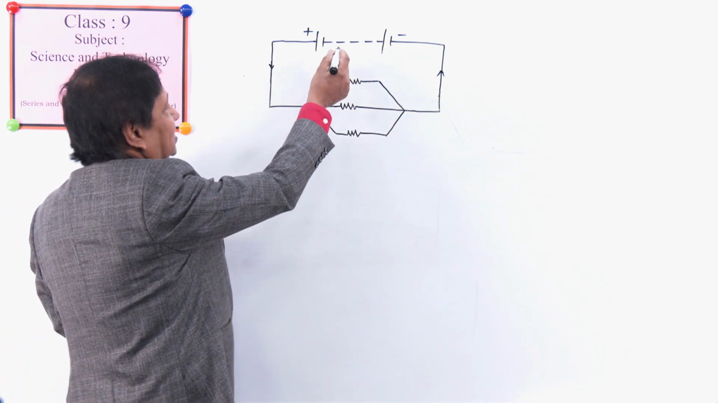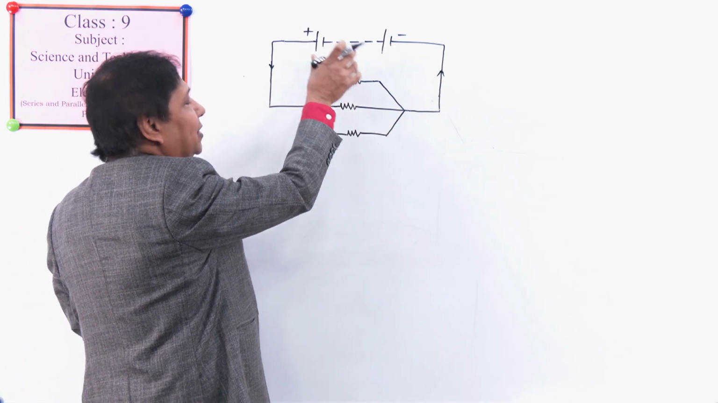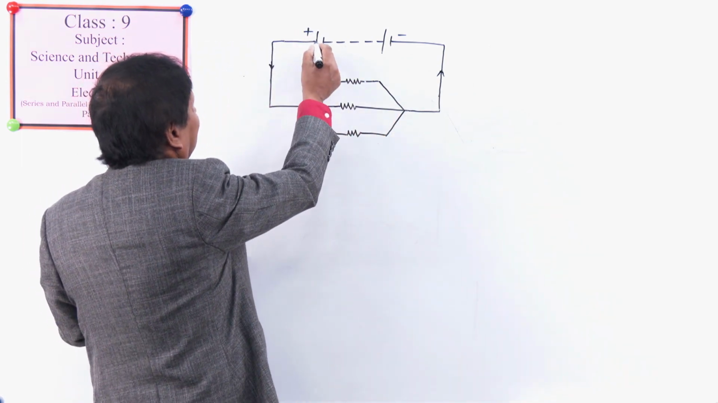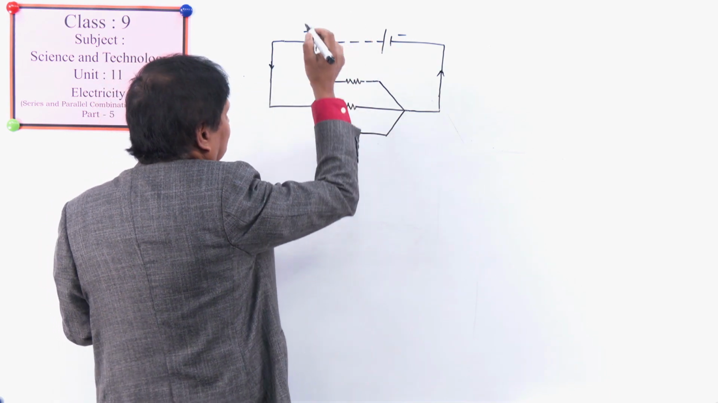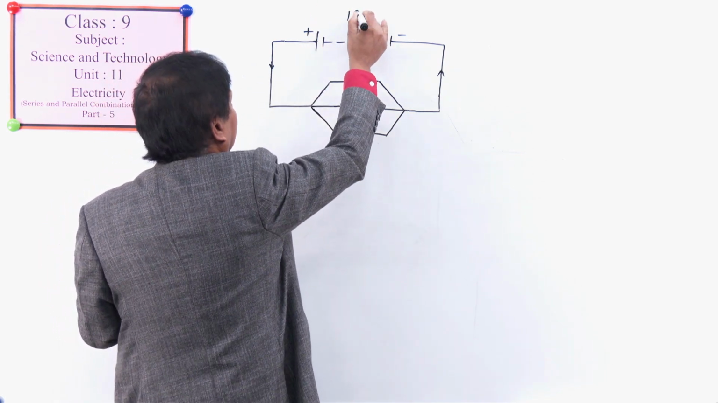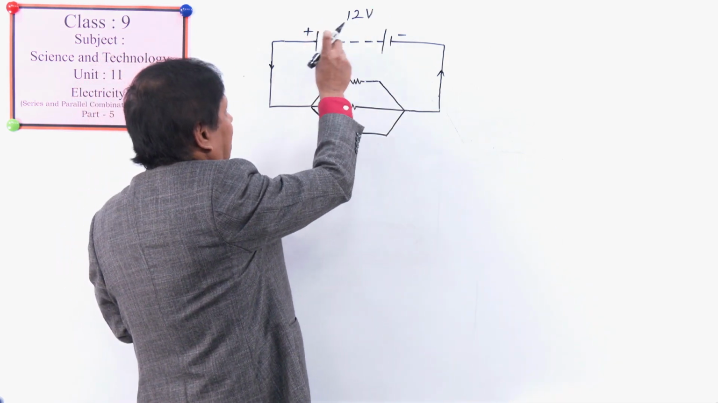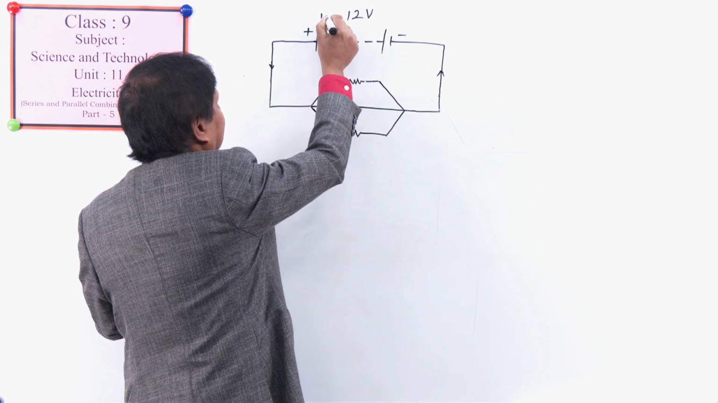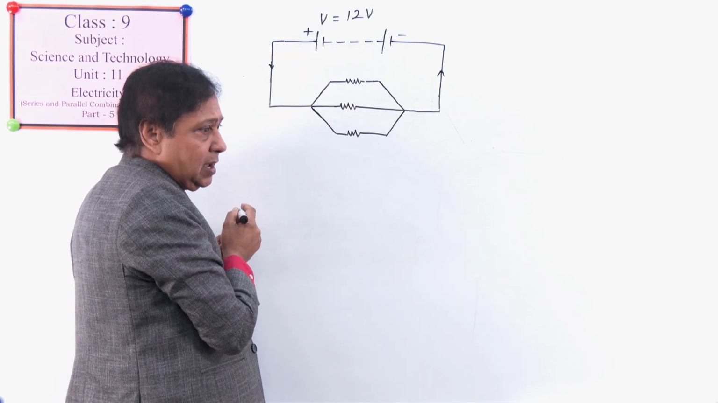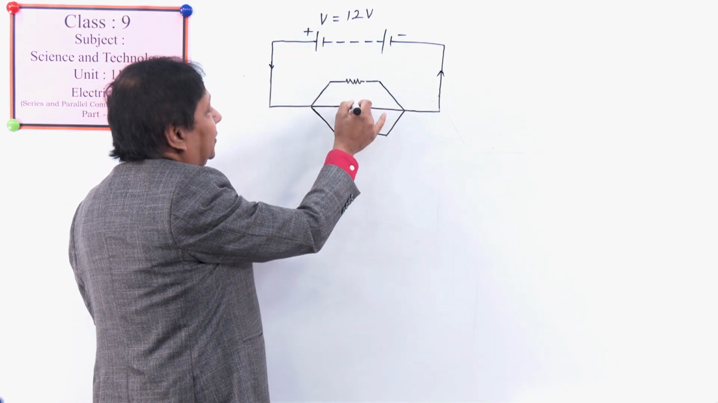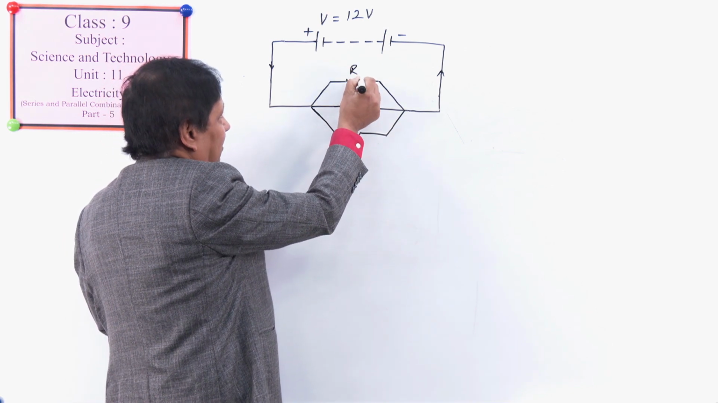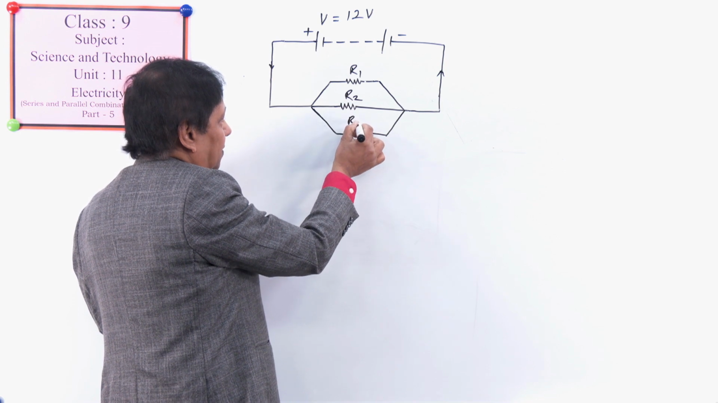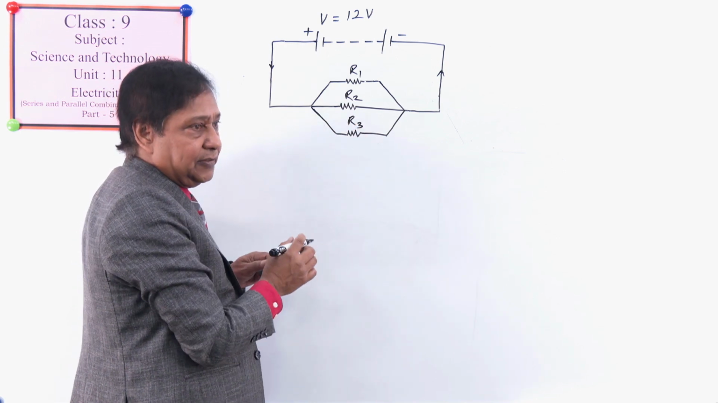Now let's say this is a 12 volt battery, and if we neglect the internal resistance, we can expect that the potential difference supplied to this circuit is 12 volt. I mean to say PD between positive and negative terminal of this battery is 12 volt. This is total potential difference in the circuit. Now resistance of each of the resistor is different according to their length, thickness, and material.